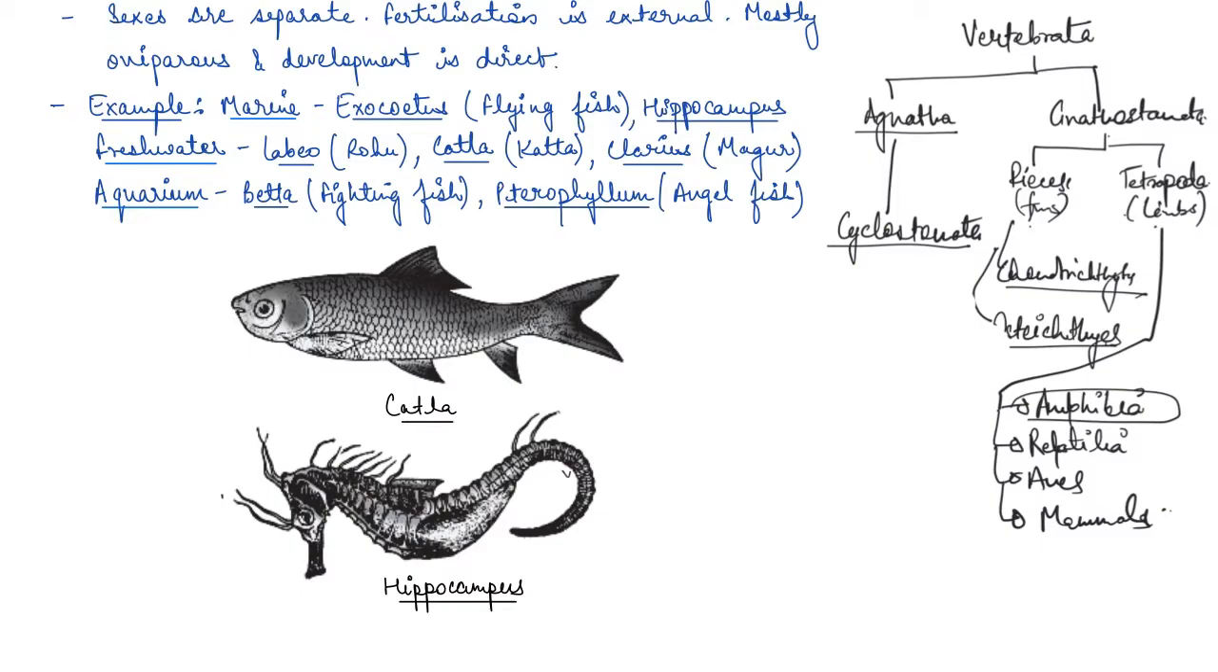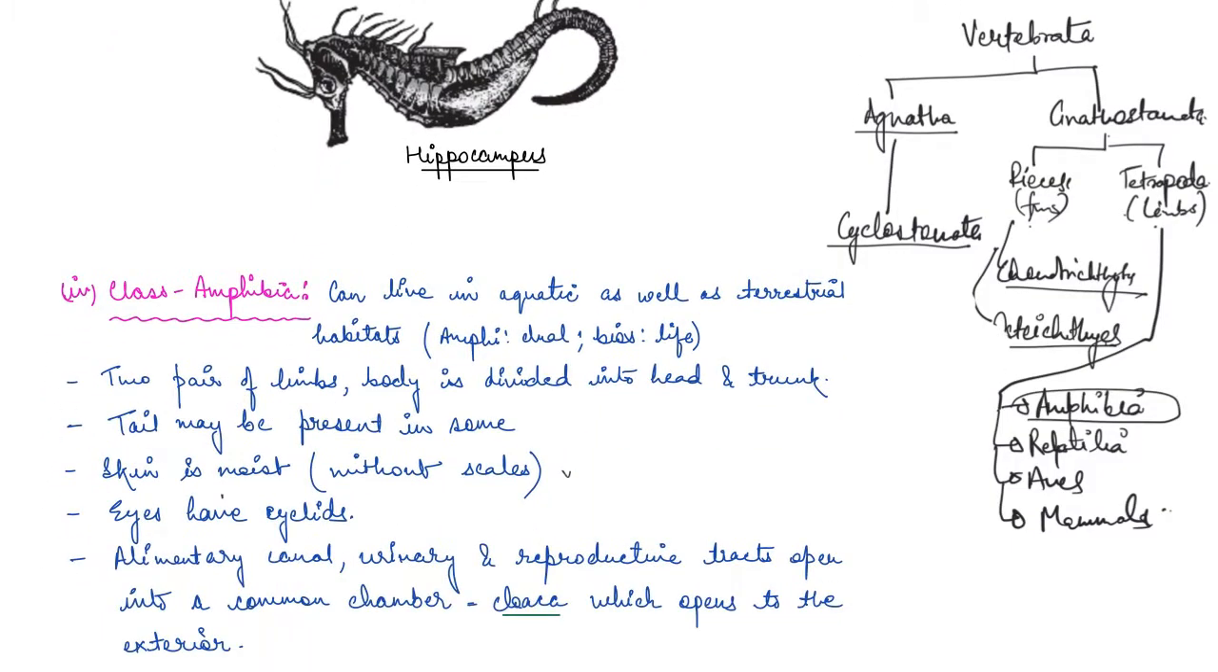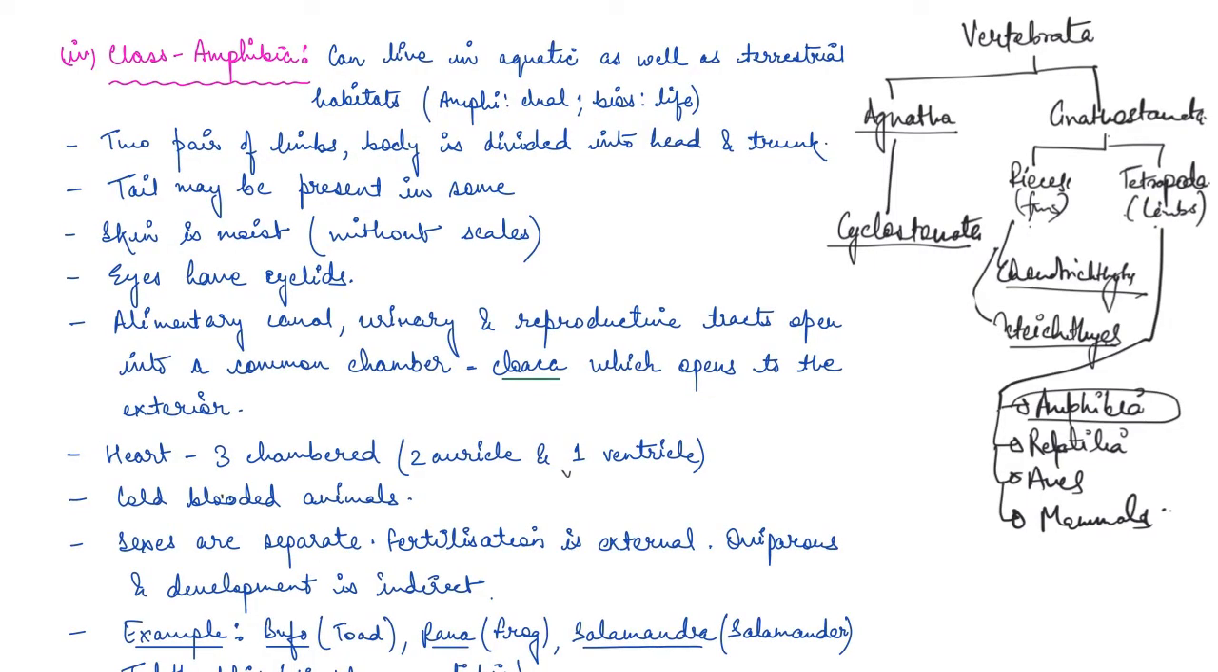Now we will move to the Tetrapoda superclass and we will just finish Amphibia in this video. Basically, amphibians can live in aquatic as well as terrestrial habitats, and that is why they are named amphibians. The word amphibian can be broken down to amphi and bios, which is dual life. Most of them have two pairs of limbs, and the body is divided into head and trunk. Tail might be there in some cases.